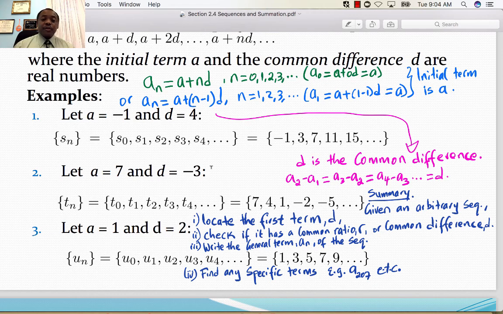Again, as we did before, if you are already given the first term and the common difference, you can list out as many elements as possible. All you have to do is take your first term plus n times the common difference, and just go from 1, 2, 3, 4, 5, or 0, 1, 2, 3, 4, 5, and that gives you as many terms as you desire. Arithmetic progression, geometric progression.